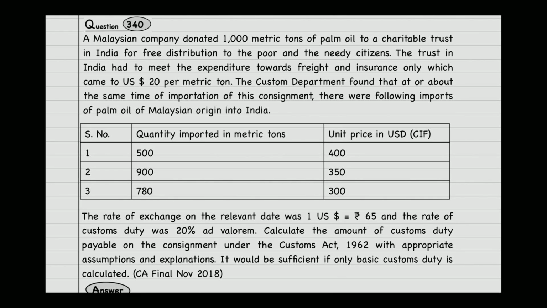The Customs Department found that at or about the same time of importation of this consignment, there were the following imports of palm oil of Malaysian origin into India. Quantity imported in metric tons: 500, 900, 780. USD CAF value per metric ton: 400, 350, 300 respectively. The rate of exchange on the relevant date was $1 equal to 65 rupees and the rate of customs duty was 20%. Calculate the amount of customs duty payable on the consignment under the Customs Act 1962 with appropriate assumptions and explanations. It is sufficient if only basic customs duty is calculated.